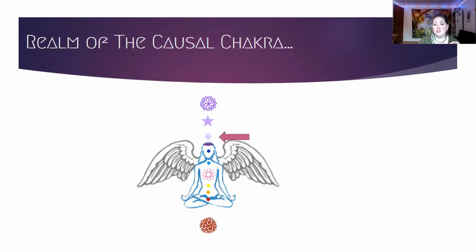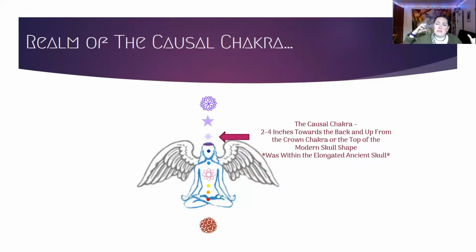So the causal chakra is right here. It is about 2 to 4 inches towards the back and up from the crown chakra, or the top of the modern skull shape. So what does that mean? That means the modern skull shape. Why do I say that?